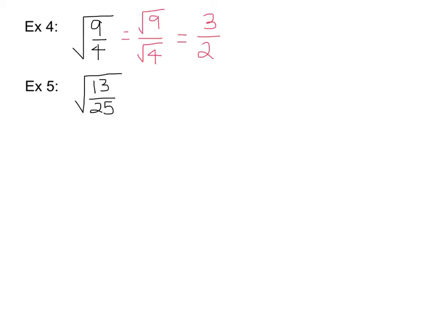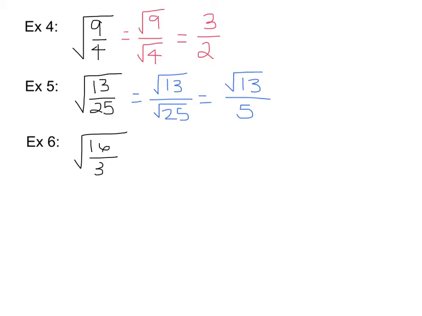Example 5, we have the square root of 13 divided by the square root of 25. So again, we are going to separate them by taking the square root of the top and the square root of the bottom. I cannot simplify the square root of 13, so it's going to stay the square root of 13, and the square root of 25 is 5. So your answer is square root 13 over 5.